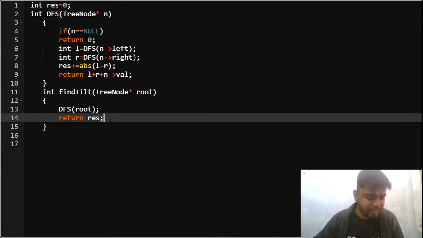So is this much part clear to everyone? Just quickly let me know in the chat if this much part is clear to everyone. If there is any doubt, feel free to ask. Otherwise, I'll be telling you the time complexity for this code.